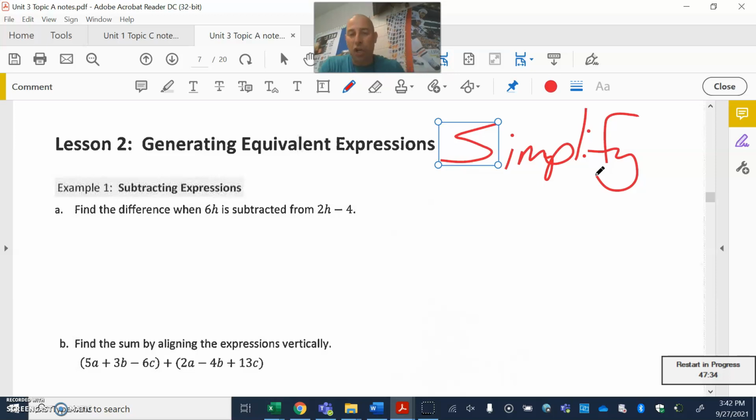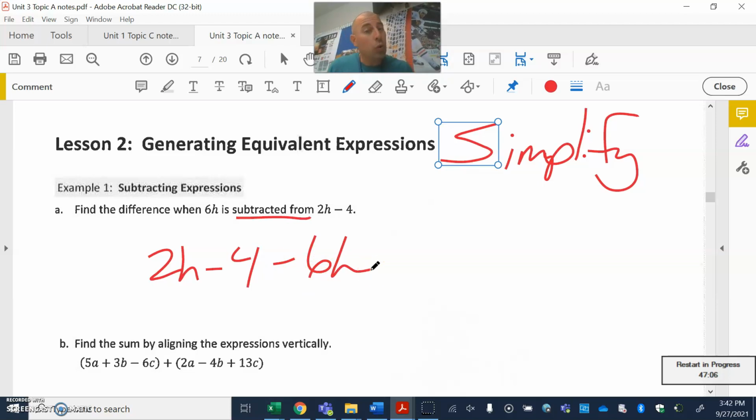All right. So, first thing that we're looking at here is, in this first problem, it says, find the difference when 6h is subtracted from 2h minus 4. Now, subtracted from. We don't see this a lot, but subtracted from falls under the less than category, which means flip that order around. So this 2h minus 4 is first, and then minus the 6h comes next.